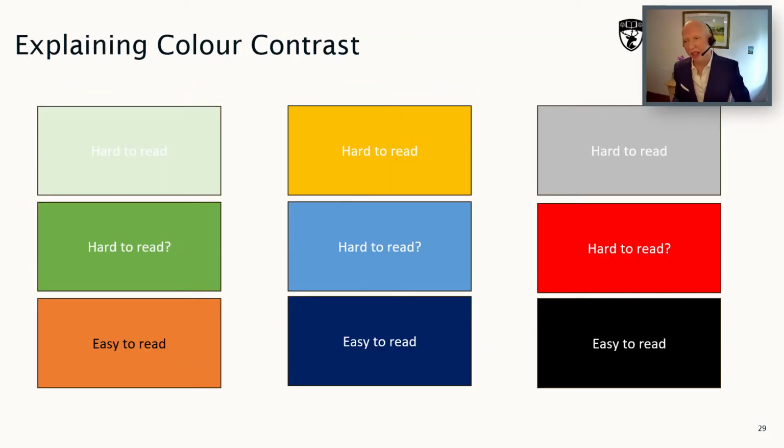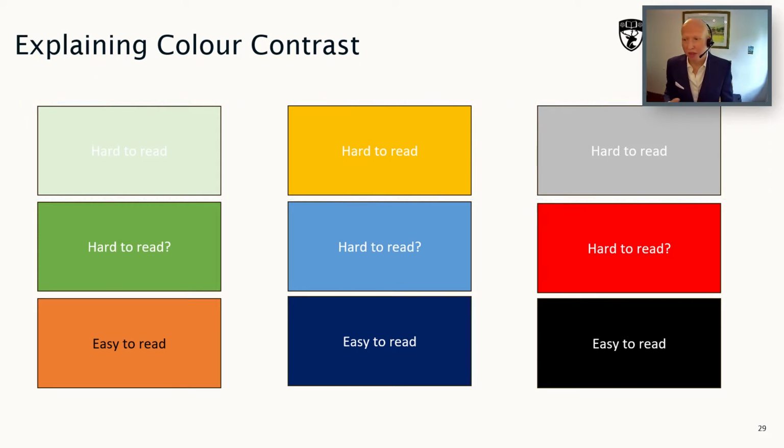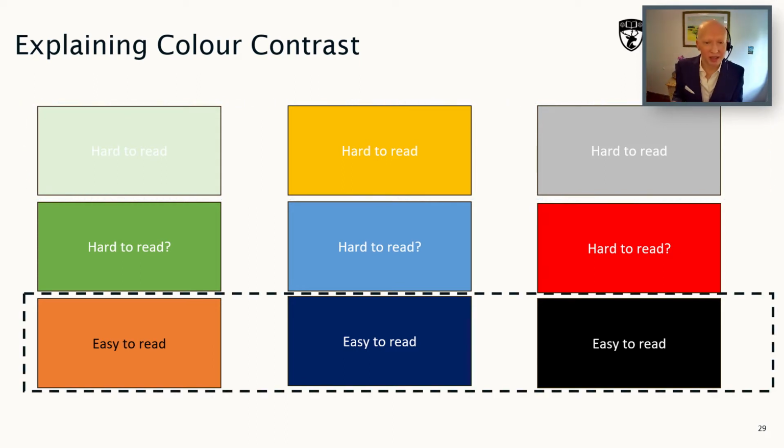Now, we're going to cover this in much more detail in a future session, but I'm just going to give you a quick deep dive into color contrast. I'm sharing 9 boxes in rows of 3. Each box has a different colored background and white or black text. The top row is harder to read because the color of the text has low contrast to the background color. The bottom row is easier to read. The text has higher contrast with the background color.